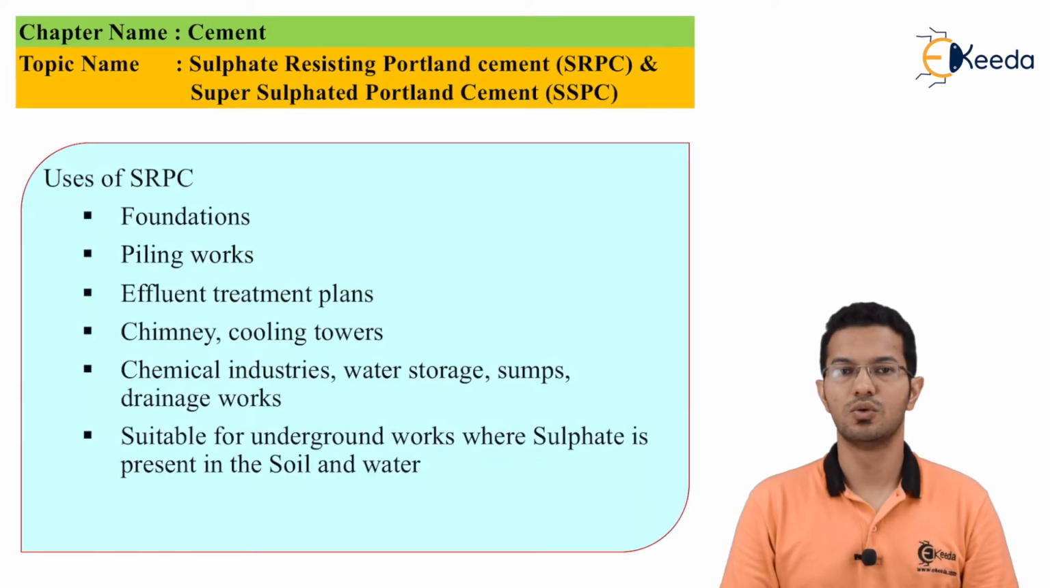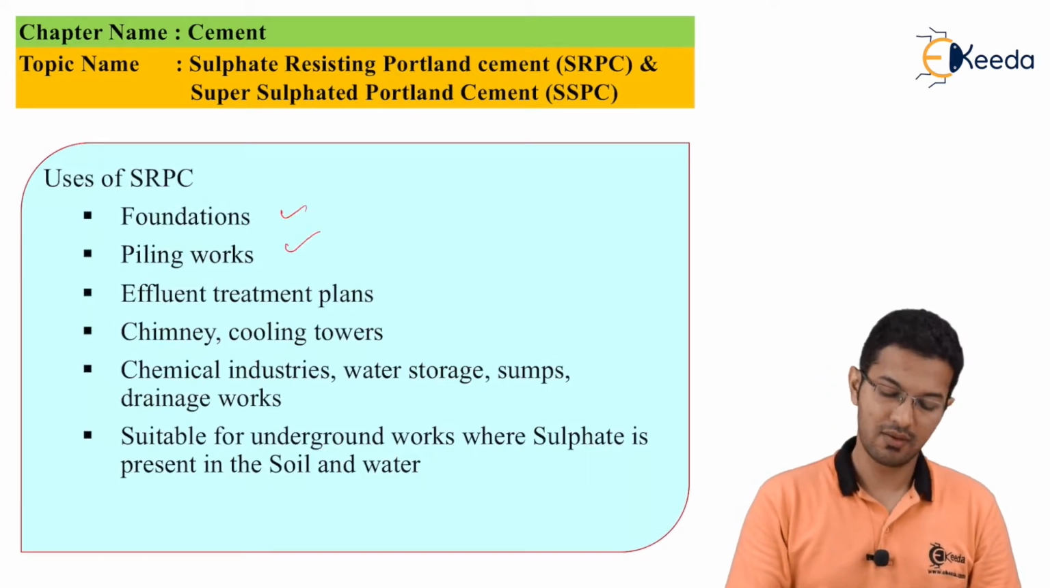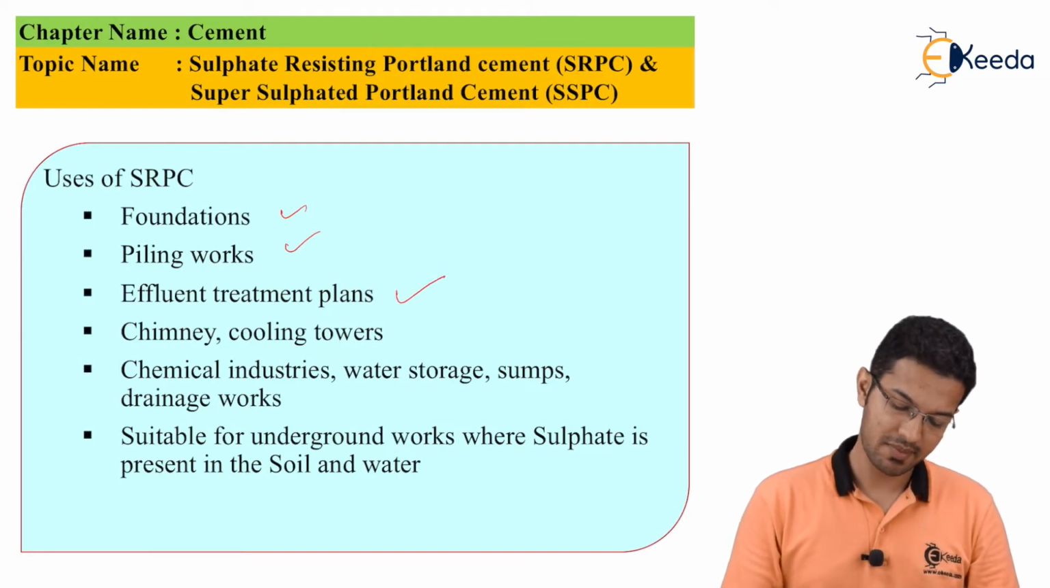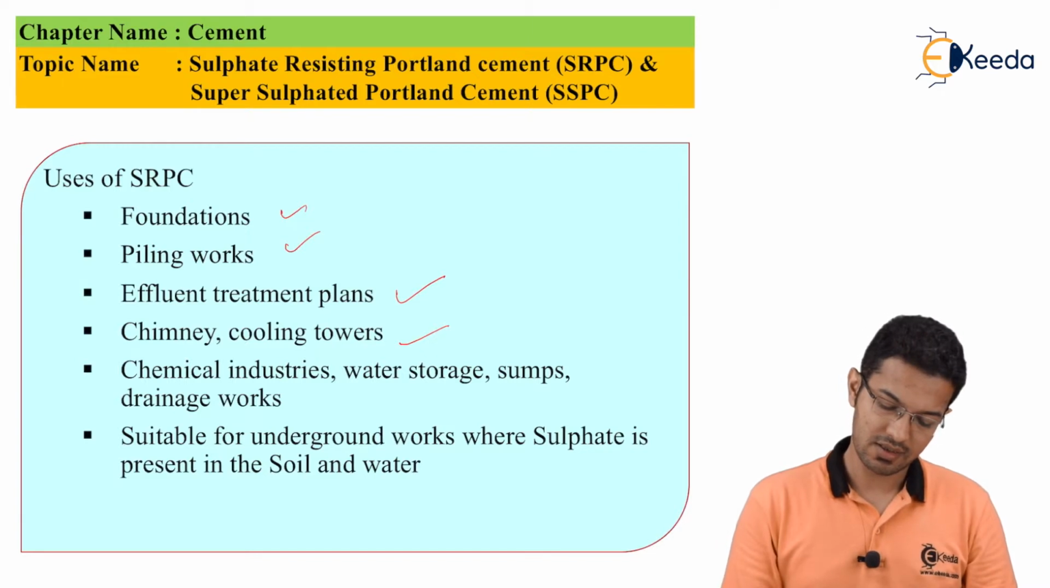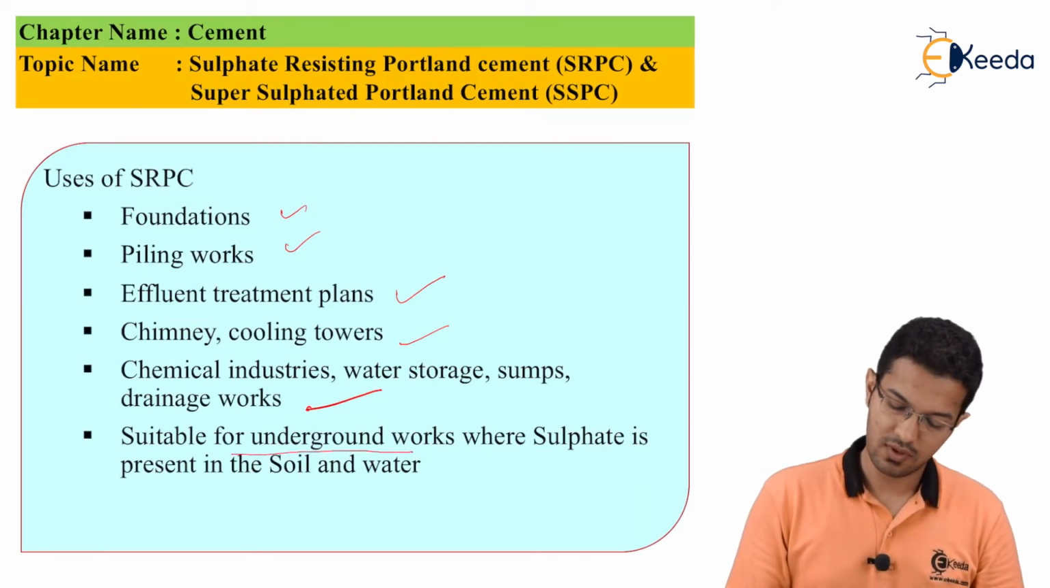This cement is used for many purposes because the sulfate attack is very common. So we must prevent it. Now let us look at the uses of SRPC. It is used in foundations, in piling works, in effluent treatment plants, chimneys and cooling towers, chemical industries, water storage, sumps, drainage works, and also it is suitable for underground works where the sulfate is present in soil as well as water.